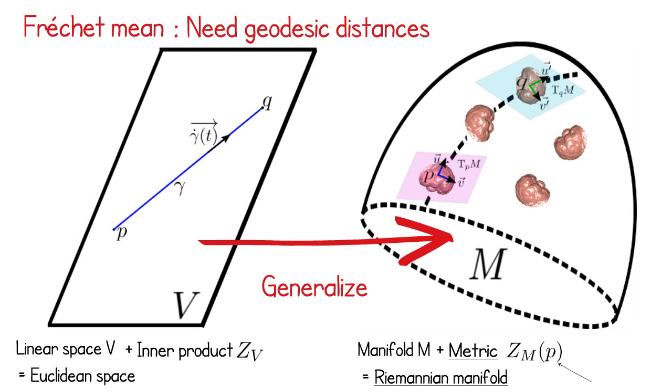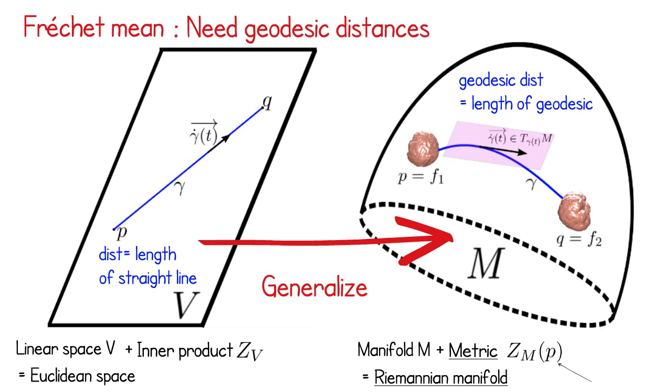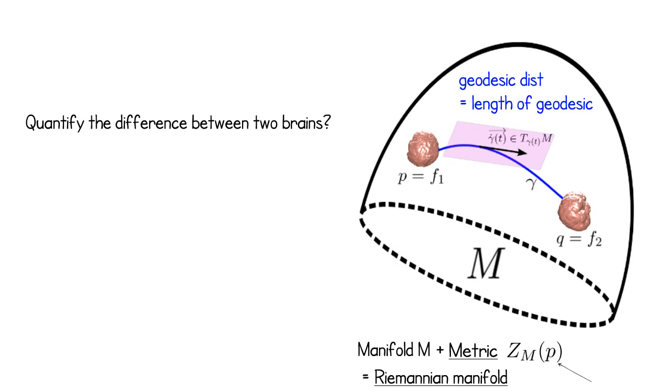Now, on the linear space V, the distance between 2 points is the length of the shortest curve linking them, the straight line. On the manifold M, the geodesic distance between 2 points is the length of the shortest curve linking them that lies on the manifold, which is called a geodesic. Now remember, for your software, you need to quantify the difference between two brains. This can be done with a geodesic distance. The more different two brains are, the further they should be from each other on the Riemannian manifold.